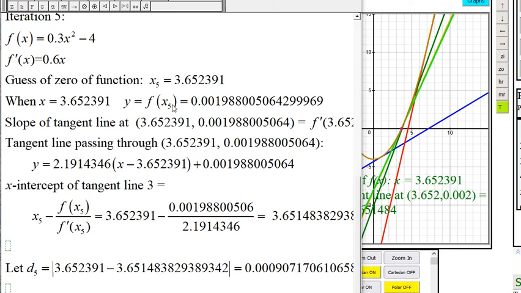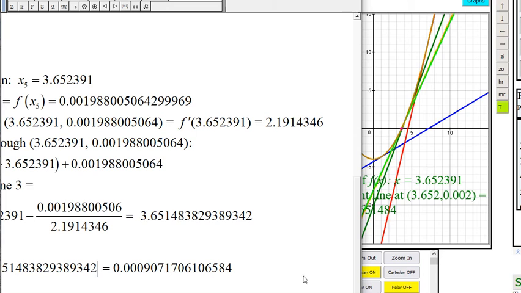And the corresponding y for an x of 3.65 is 0.001988. And so now we want the slope of the tangent line, which is this new line right here. This is the light green. And so it would be the derivative evaluated at 3.65, and that comes out to be 2.19. And so the slope of the fifth tangent line is 2.19.